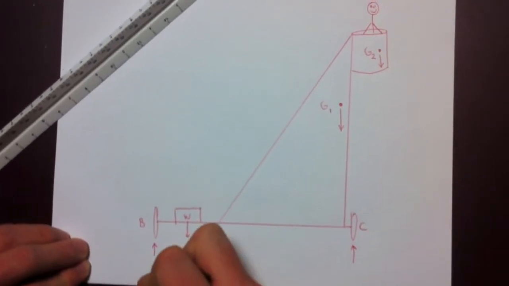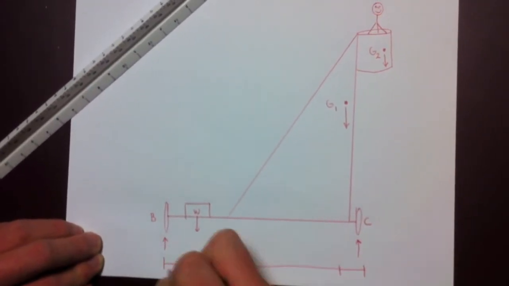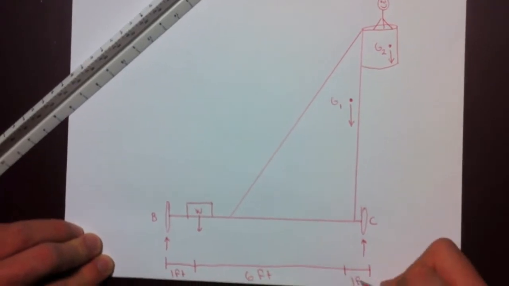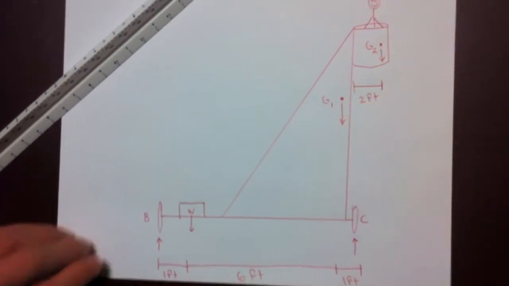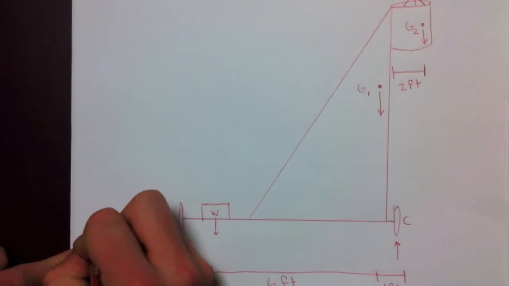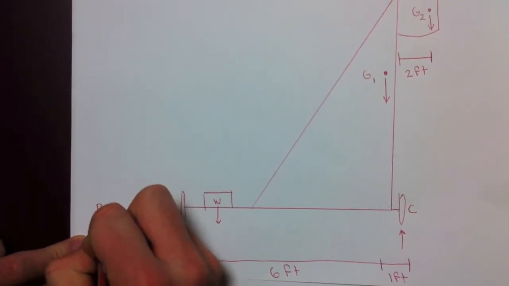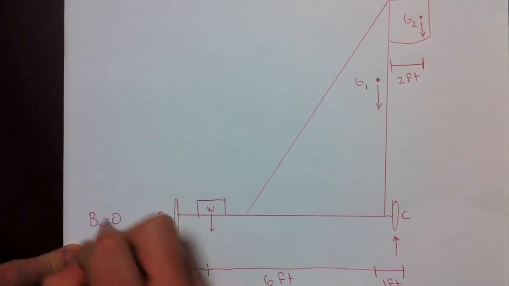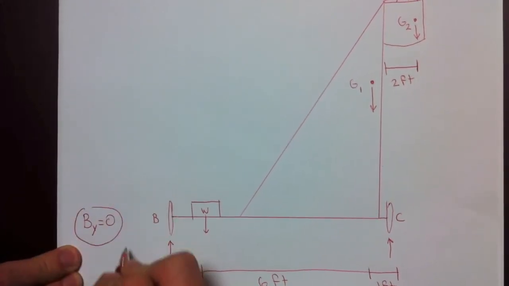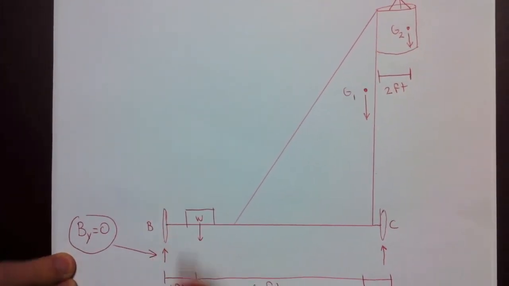Here we have a free body diagram drawn, labeled with all the distances in between the points. We want W to be the minimum weight needed to prevent the structure from tipping over. When the structure is just prevented from tipping over, the wheel at B will barely be touching the ground, giving us a By force of 0 pounds.